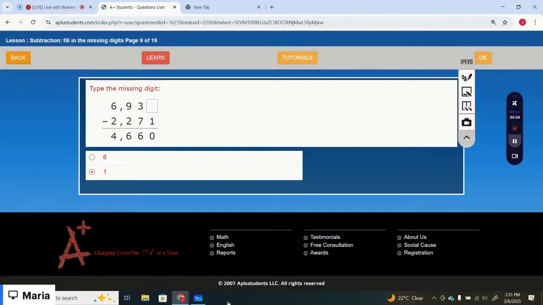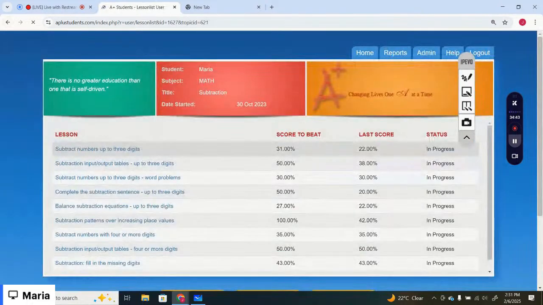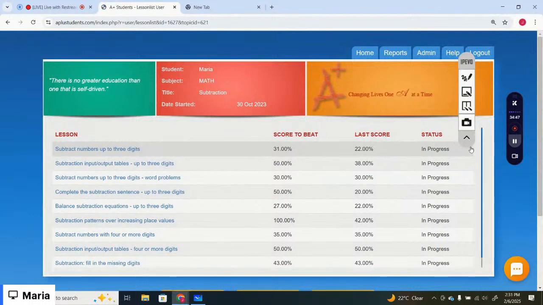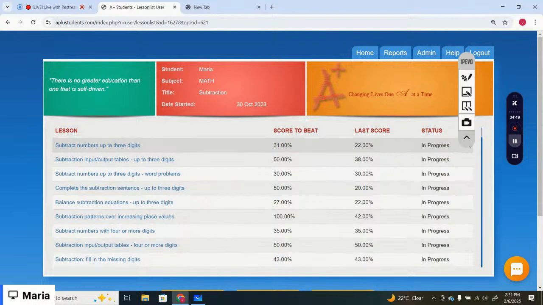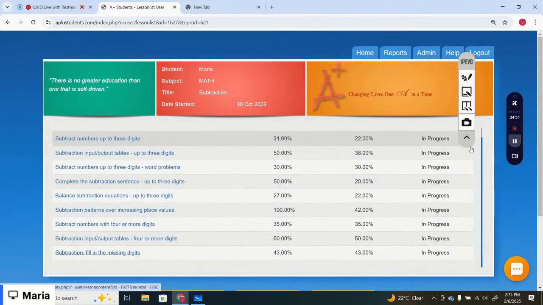Okay, you can complete the lesson by yourself later today. Let me just move to next lesson, and the next lesson is, that is the last lesson. Oh, I forgot the one that is subtraction.